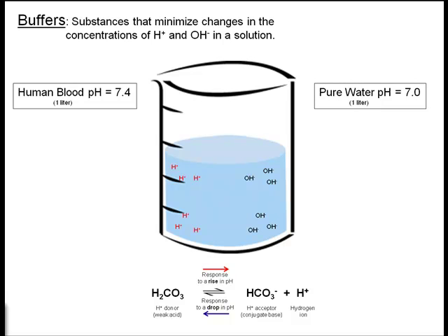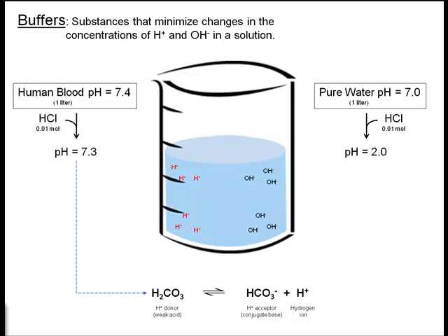We'll take 1 liter of each of these substances and add 0.01 moles of hydrochloric acid. The addition of the hydrochloric acid to 1 liter of human blood will cause a change in pH from 7.4 to 7.3. The addition of hydrochloric acid to pure water will cause a change in pH from 7 down to 2. The reason that human blood prevents such a dramatic change in pH is because it contains a buffer.